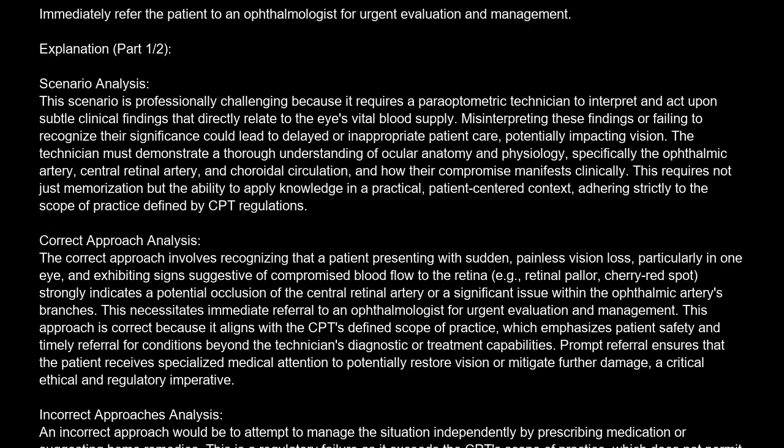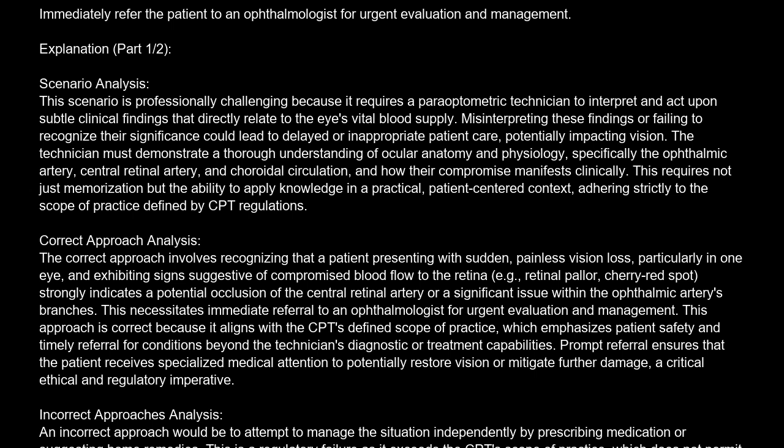The correct answer is A. Immediately refer the patient to an ophthalmologist for urgent evaluation and management. Explanation. Scenario analysis. This scenario is professionally challenging because it requires a paraoptometric technician to interpret and act upon subtle clinical findings that directly relate to the eye's vital blood supply.